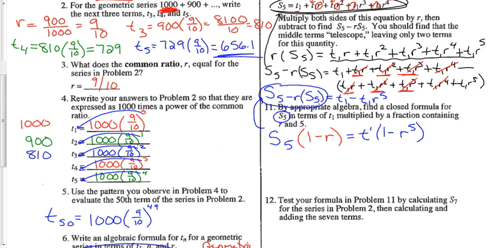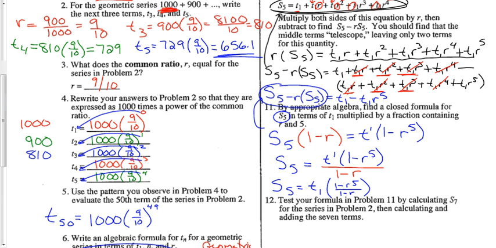So I'm still trying to get s sub 5 to be alone. So I have s sub 5, and now I'm going to divide by the red 1 minus r. And because of the way they had it written, we want t sub 1 times a fraction. So I would just clean this up a little bit to write it the way it was asked to be written, t sub 1 times 1 minus r to the 5th divided by 1 minus r, and close my parentheses.